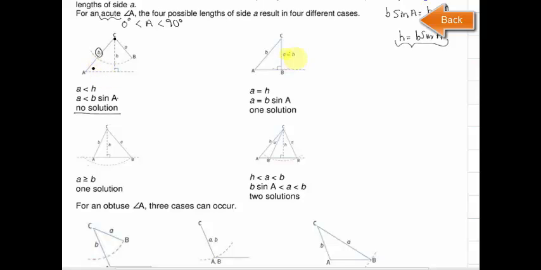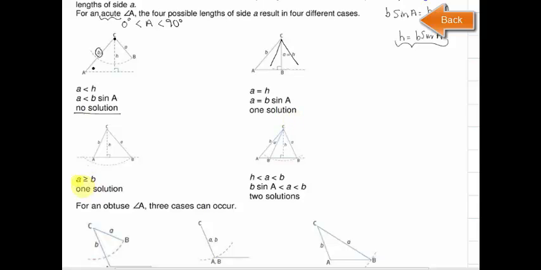In our next situation, the side A has exactly the same length as our height, so A is equal to H. Remember, B sine A is just another expression for the height. There's only one possible answer here, because even if I swung A out to here and it has the same height as h, it won't touch the base of the triangle on this side of the altitude of my triangle. And if I swing it to the left, it won't touch the base on the left either. So there's only one possible answer for this one here.